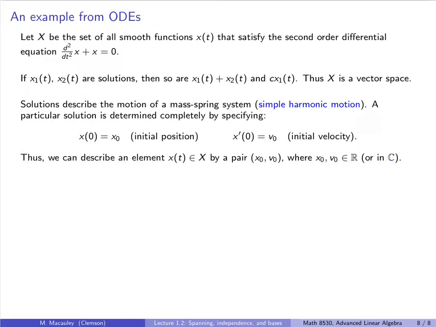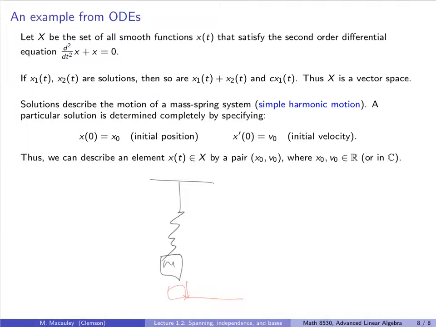Okay, so in this case, solutions describe the motion of a mass spring system, so simple harmonic motion. And a particular solution is determined completely by specifying the initial position and the initial velocity. So think about if you have a mass spring system like this. So here's your mass. If you specify the initial, how far you pull this thing down, so maybe you pull this down to here initially, and then maybe you also have to specify whether you are letting it go or if you're pushing it up or pushing it down. That's your initial velocity. But once you specify displacement and velocity, then the motion is determined for all time t.